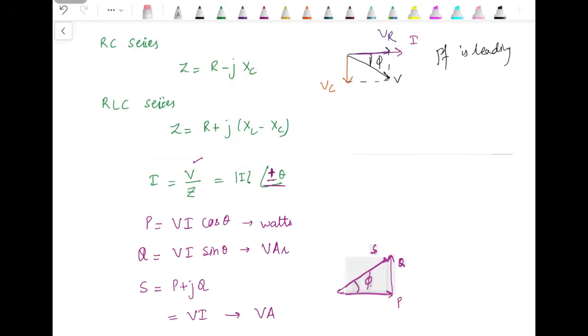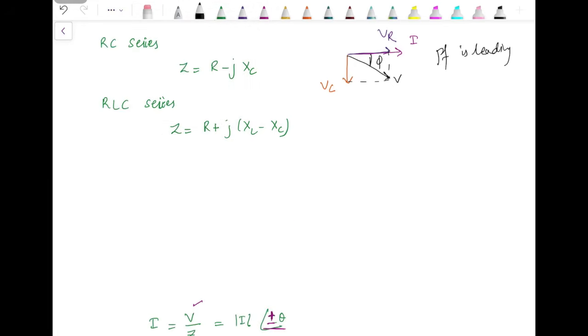And in case of RLC series circuit, if we draw the phasor diagram, current is reference, voltage across the resistance is in the same phase, voltage across the inductor leads the current by 90 degree, and voltage across the capacitor lags behind the current by 90 degree.